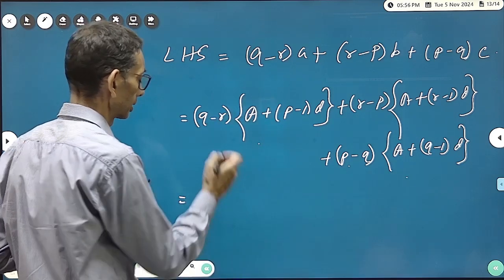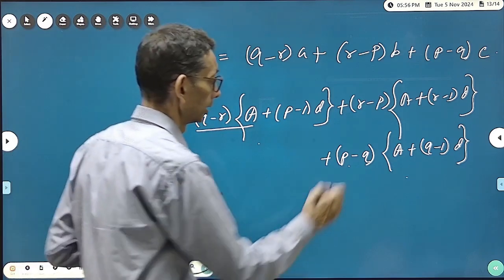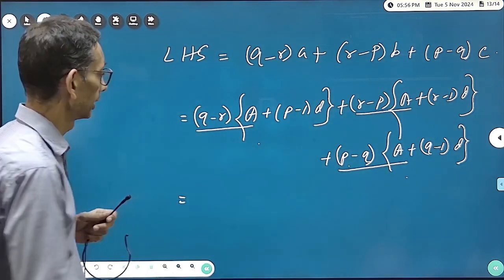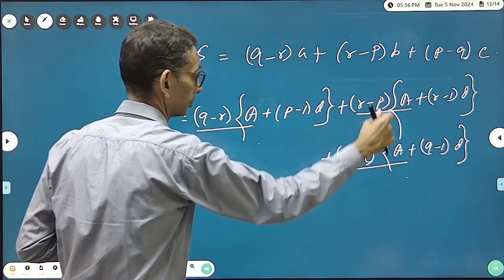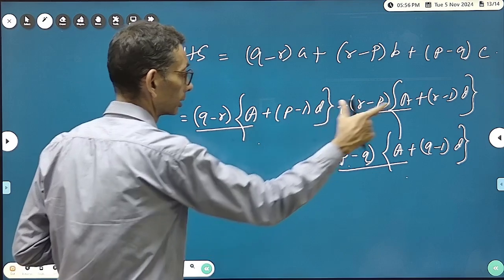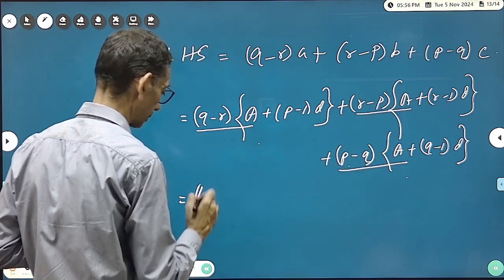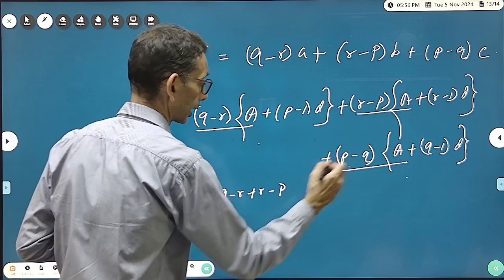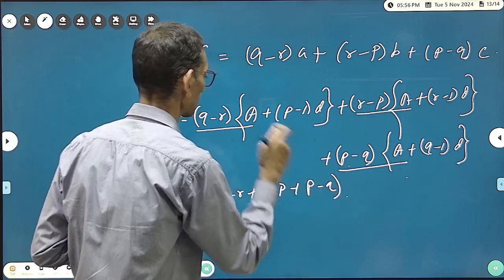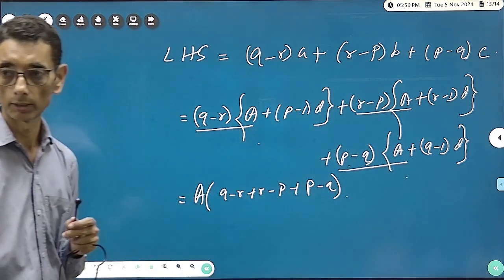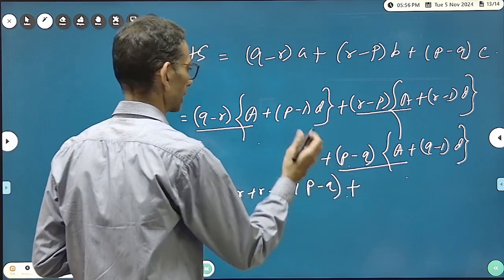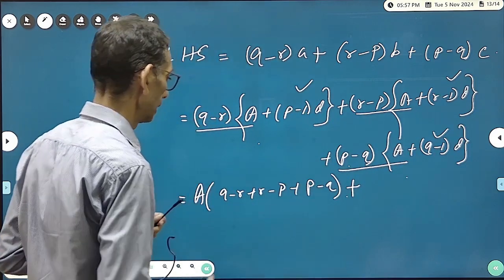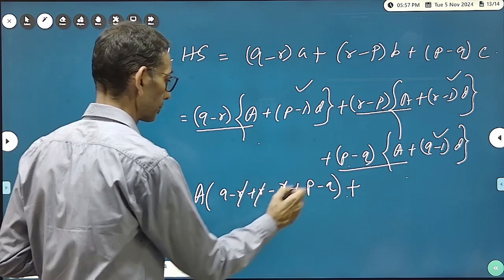In the exam, look: these are similar terms. This term, this term, this term, A is common. So we will take A common. Then what will be left is Q minus R, R minus P, P minus Q. Writing it this way has the benefit that R, P, Q cancel out.